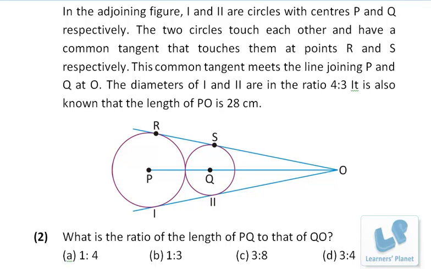Now friends, I am having a problem from CAT 2005. This is the set of 3 problems based on the given information. In the given figure, 1 and 2 are circles with center P and Q respectively. The two circles touch each other and have a common tangent that touches them at points R and S. This common tangent meets the line joining P and Q at O.